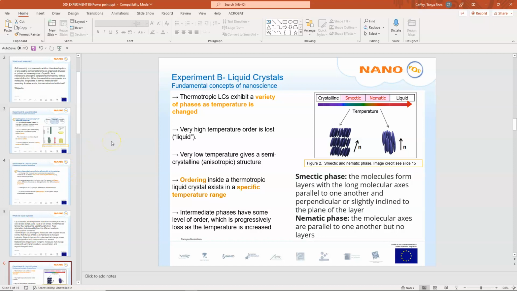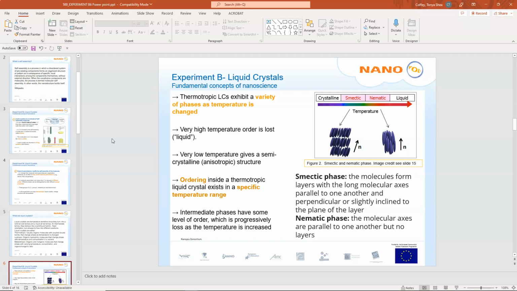So let's focus in on today's experiment, which is with thermotropic liquid crystals, and they exhibit a variety of phases as the temperature changes. As I said earlier, if the temperature gets way too high, then any long-range or short-range order is lost and it acts just like a real liquid. And then, of course, on the other end, if it's really cold, very low temperatures give a crystalline structure, and so it behaves purely like a solid. But it's at those intermediate temperatures where you get the liquid crystalline behavior, okay?